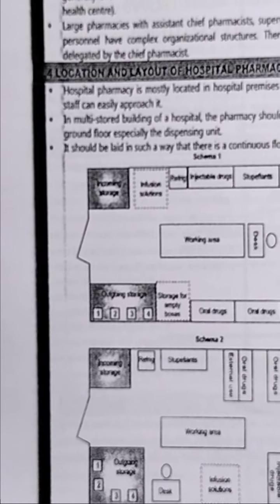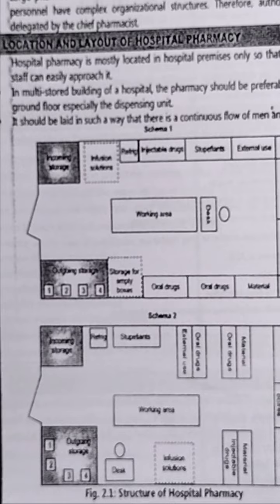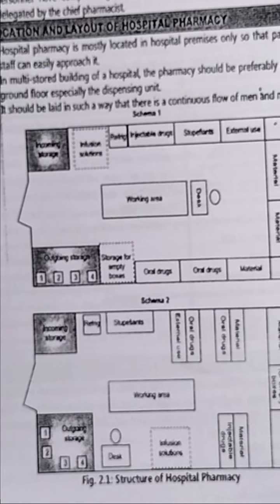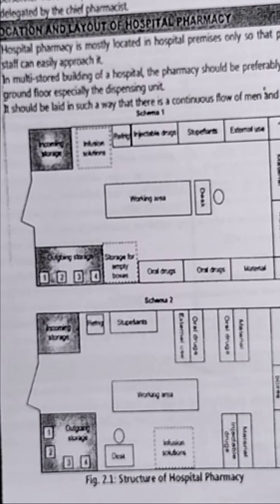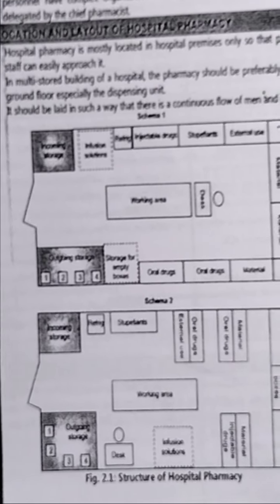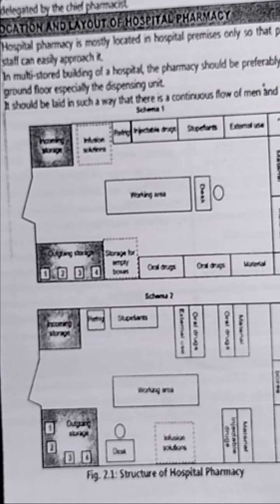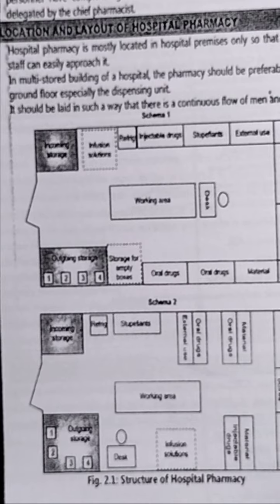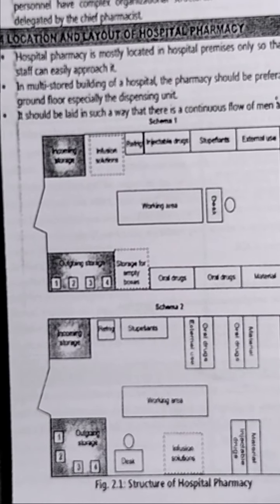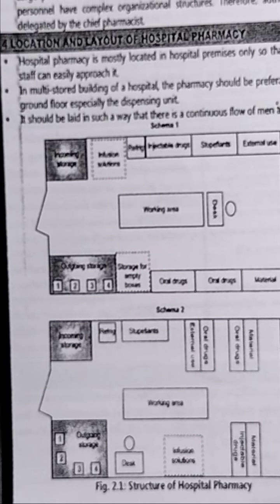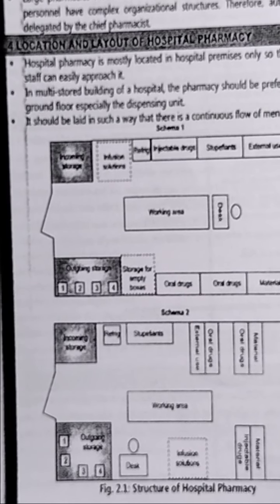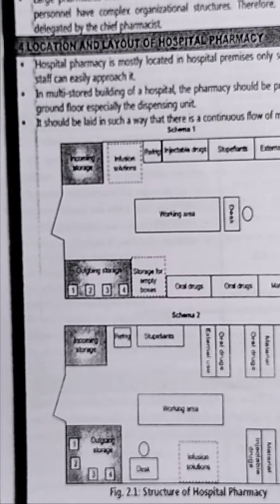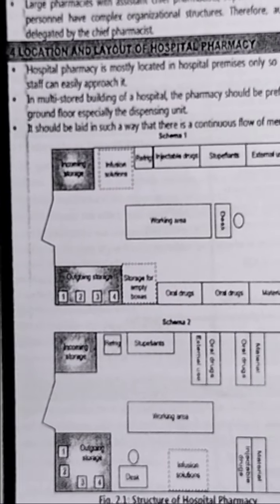Location and layout of pharmacy. Here you can see this. Hospital pharmacy is mostly located in hospital premises so that patients and staff can easily approach it. In a multi-storied hospital building, the pharmacy should preferably be located on the ground floor, especially the dispensing unit. It should be laid out in such a way that there is a continuous flow of men and materials.